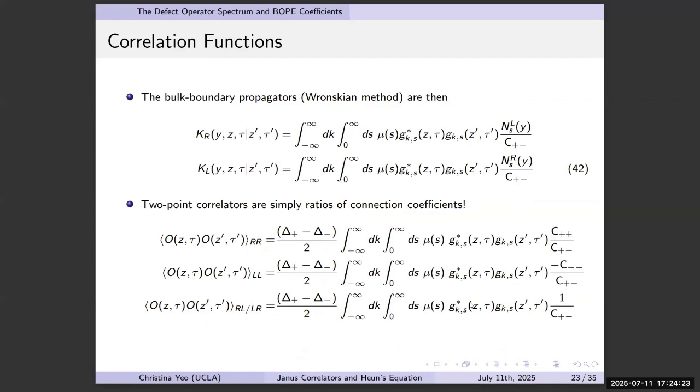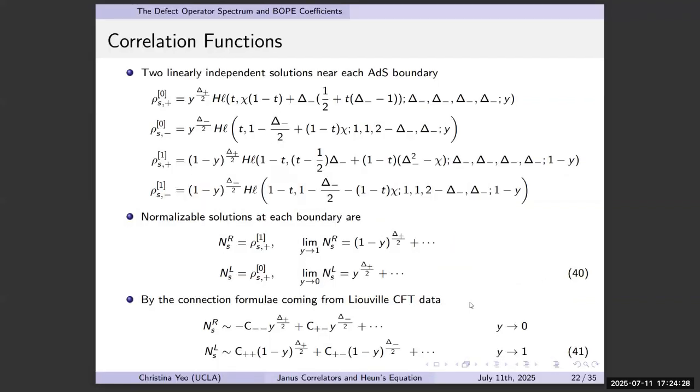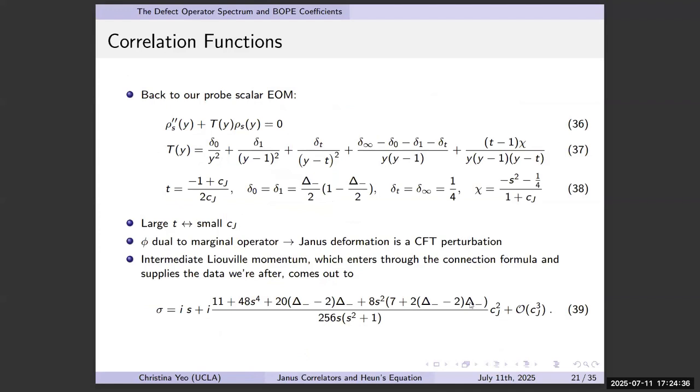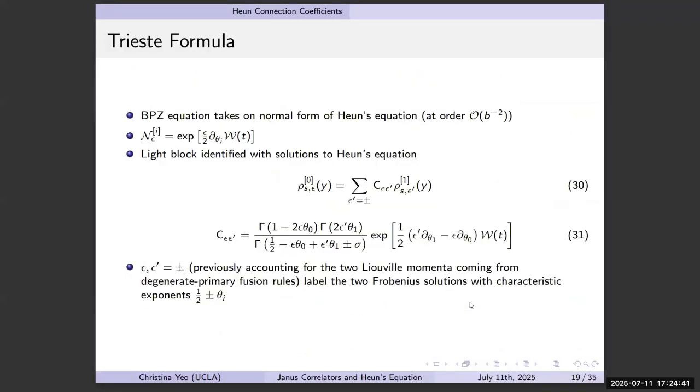And here, where is the CJ dependence? It's hiding in the connection coefficients. The intermediate Liouville momentum has a CJ expansion, and if we look at the connection coefficients, the intermediate Liouville momentum is hiding here. So when we get the two-point function, we want to look at the argument of this gamma function, and that's going to supply the poles. So that's where the CJ comes in, through this parameter sigma.